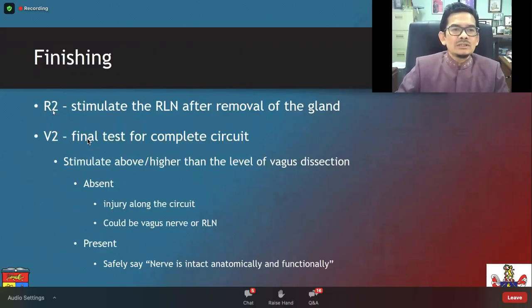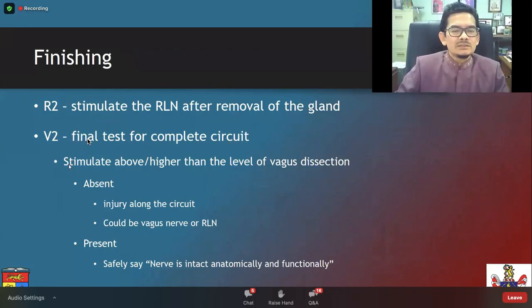After having done the surgery, then you will stimulate the recurrent nerve. So this is the intermittent method. Then you stimulate the nerve to find out the integrity. But the most important is the vagus nerve. It's the final step to make sure that the circuit is complete.